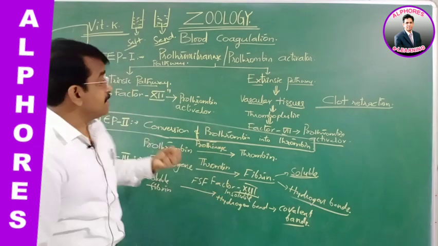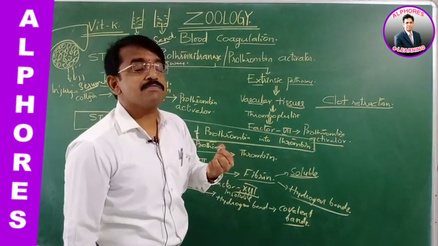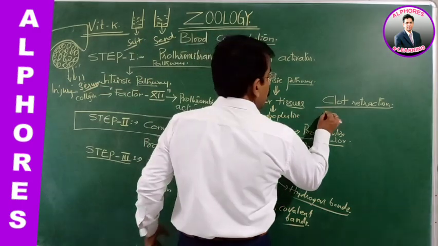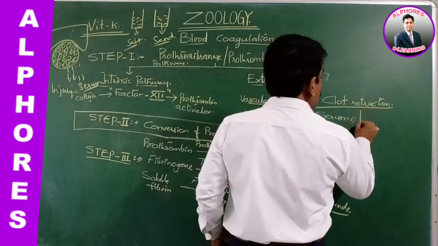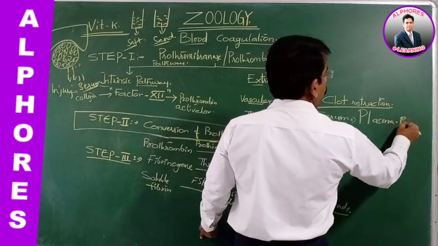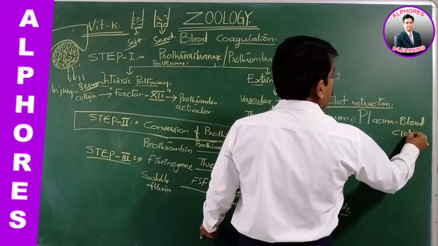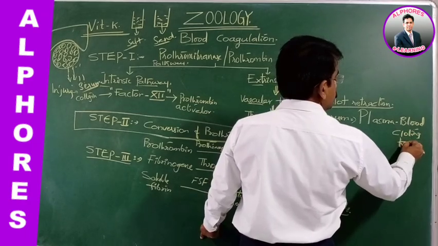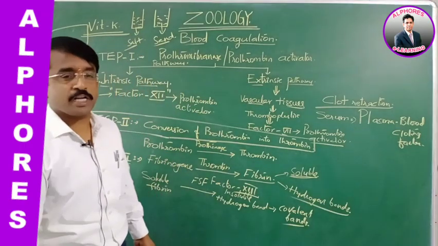Is it right? In the same manner, the clot retraction releases the fluid that is nothing but serum. Clot retraction results in serum. Serum is equal to plasma minus blood clotting factors. So this is how blood coagulation takes place.